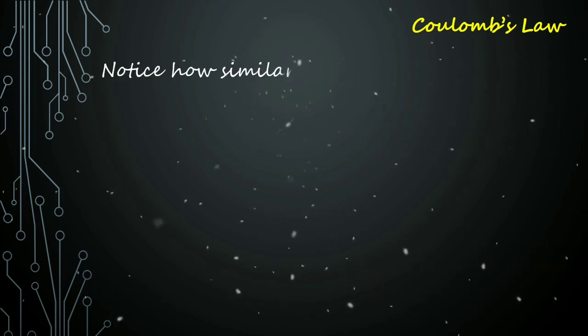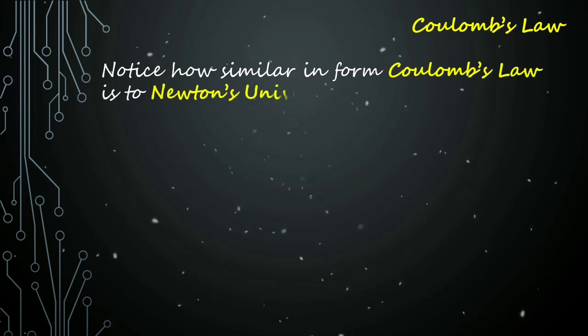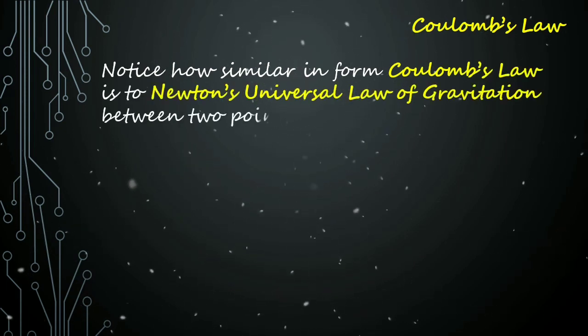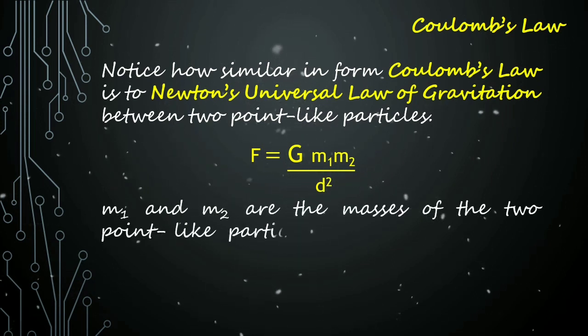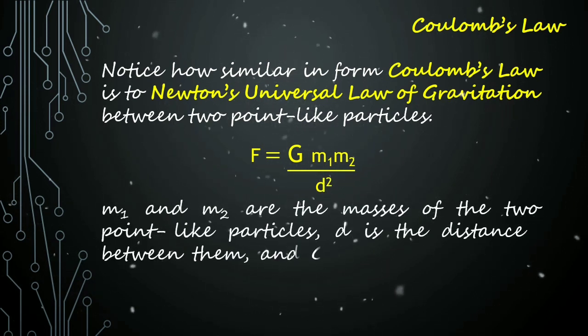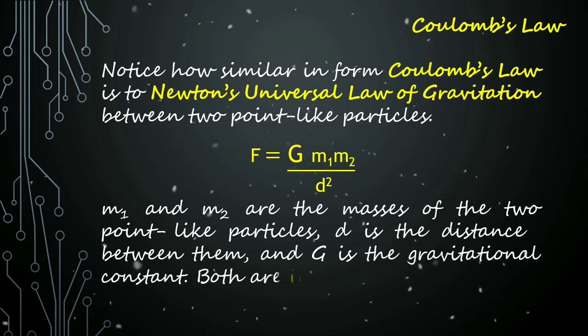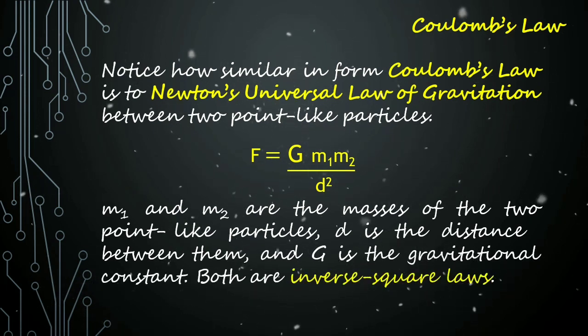Notice how similar in form Coulomb's law is to Newton's universal law of gravitation between two point-like particles. m1 and m2 are the masses of the two point-like particles, d is the distance between them, and G is the gravitational constant. Both are inverse square laws.